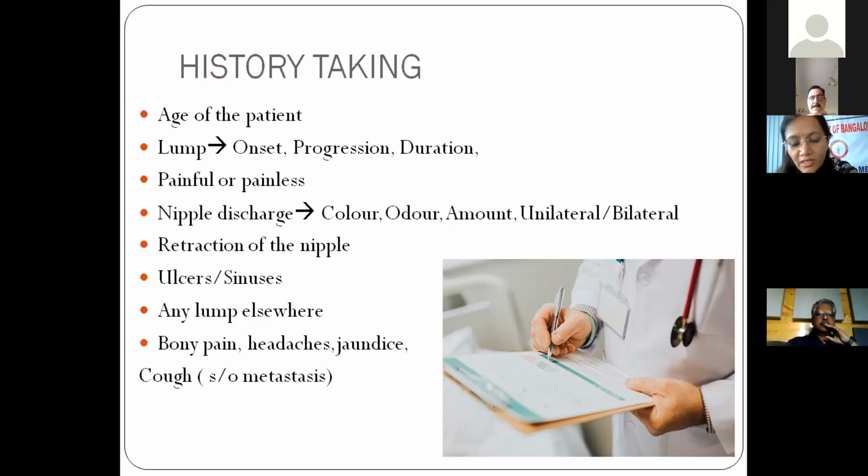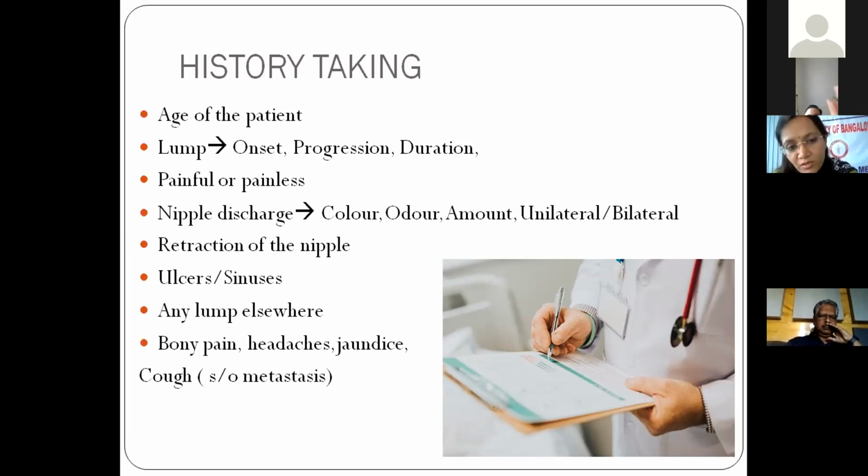So all these are the important things which you need to ask. Another important thing is the history of pain. Most of the time, what we see is that malignancies are usually painless to start with. They become painful only in the later part of the disease. Painful lumps can happen, which is very common in younger age groups.